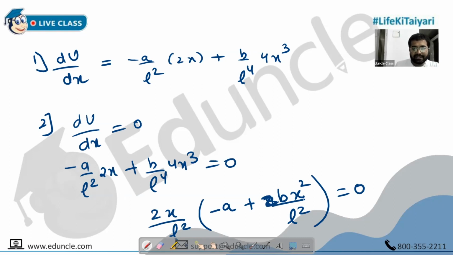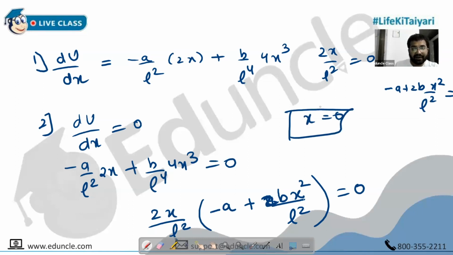Now it's fine. So as you see, either 2x upon L square is 0, or I have got minus a plus 2b x square upon L square is 0, people. So one of the solutions is x equals 0. As you see, this solution would have been lost if you would have cancelled both the sides. You would have got only the quadratic solution. You would have got solutions using this.